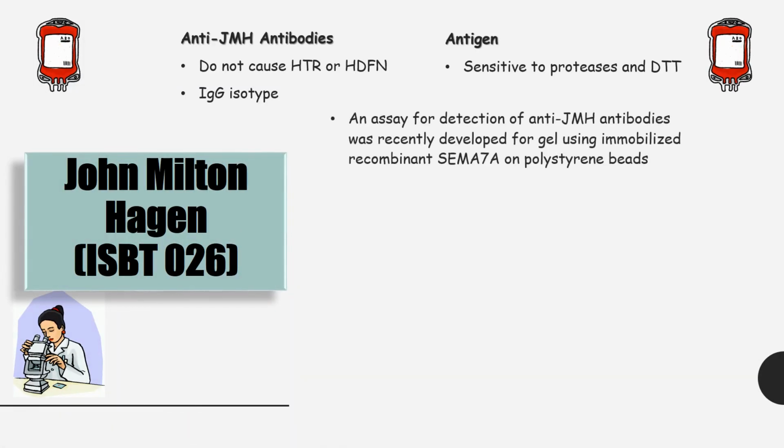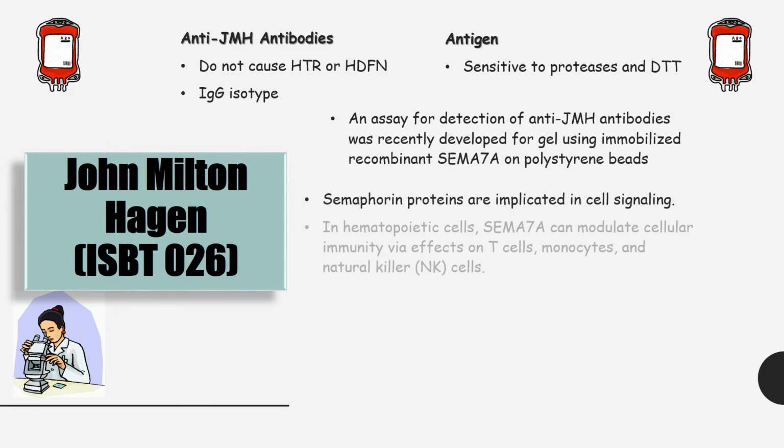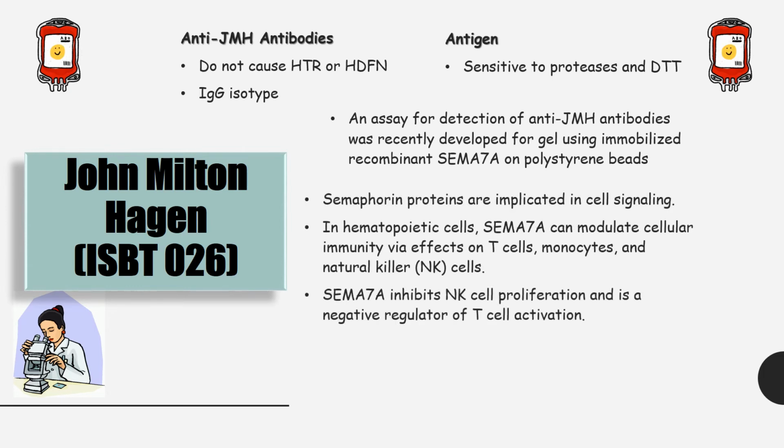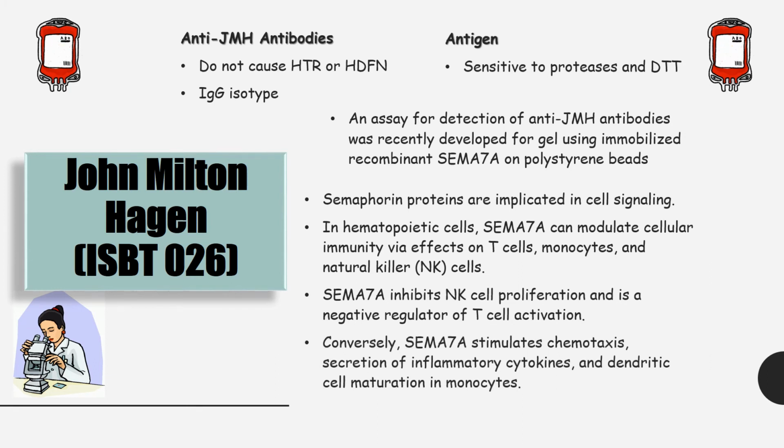Anti-JMH antibodies do not cause hemolytic transfusion reactions or HDFN, although shortened RBC survival has been documented in some patients. The latter may reflect true alloantibodies in JMH variant individuals. The antibodies are of IgG isotype and can be naturally occurring. The JMH antigen is sensitive to proteases and DTT. An assay for detection of anti-JMH antibodies was recently developed for gel using immobilized recombinant SEMA7A on polystyrene beads.